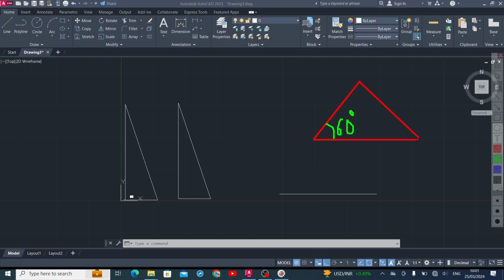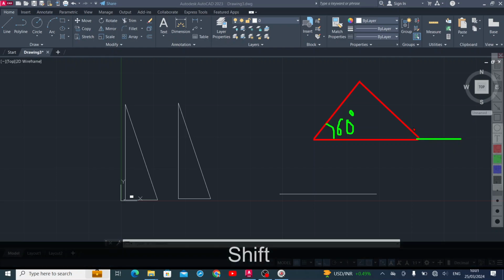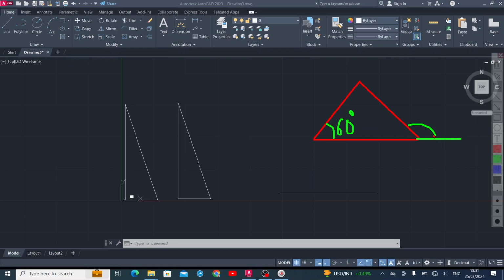But we should know that in AutoCAD, it always measures the angle from this side. Angles will be measured from this line, either in this direction or in this direction. So you should give that angle as input. It doesn't mean if this is 60, you can give it as 60. No. You should give the angle as 120 as input here. If you give 60, again it will draw 60 from this side, which is not needed. We will see that again here.